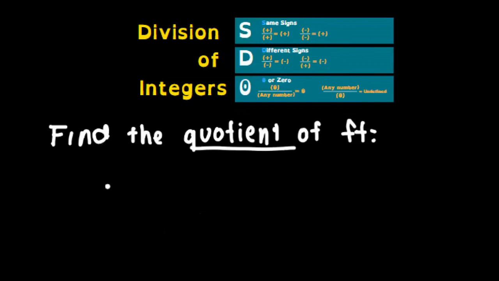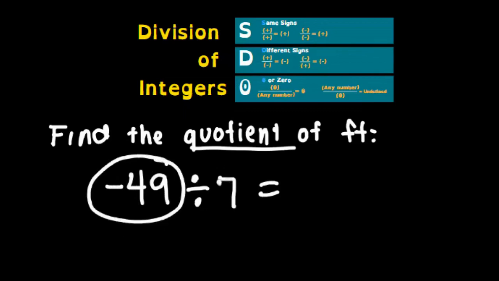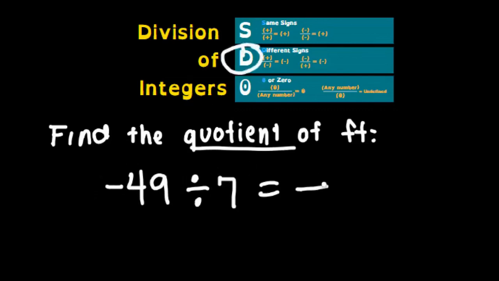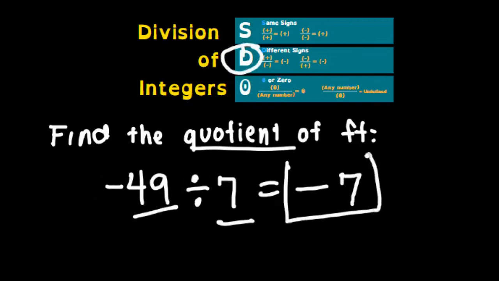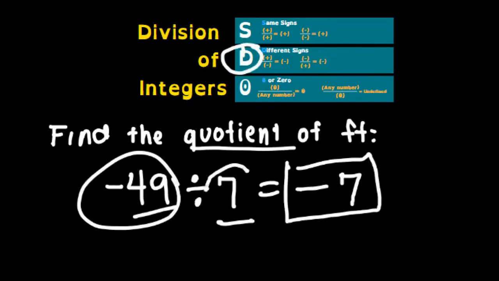We have negative 49 divided by positive 7. So, maliwanag na ang sign ni 49 ay negative, ang sign ni 7 ay positive. So, different sign sila. The answer is negative, right? So, 49 divided by 7, that's going to be a negative 7. Or negative 49 divided by positive 7 is a negative 7. Okay, so that is the first four examples in this topic.